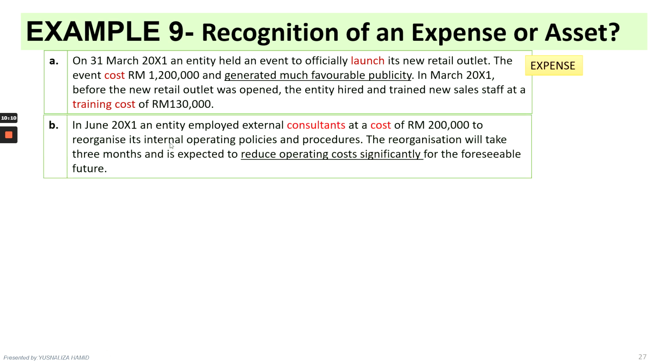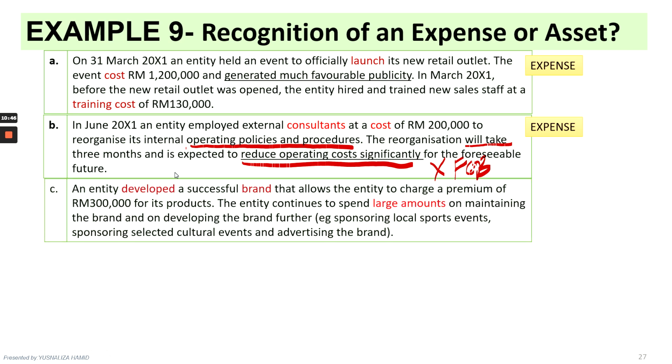Now B, the second one, you have employed an external consultant. So you hire a consultant at a cost of 200,000, and the task is to reorganize the internal policies and procedures. And the exercise will take 3 months. And if that happens, it is expected to reduce the cost significantly. But this is not the existence of future economic benefit. So this is also not an asset, but it is an expense.